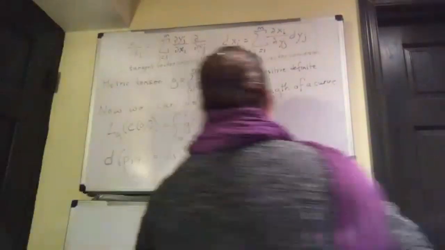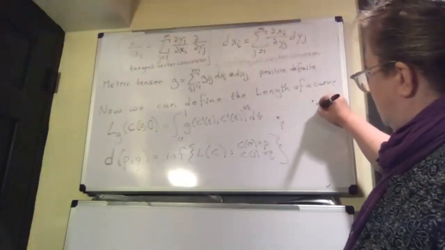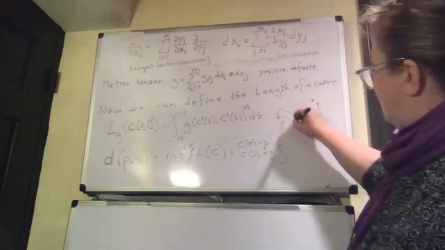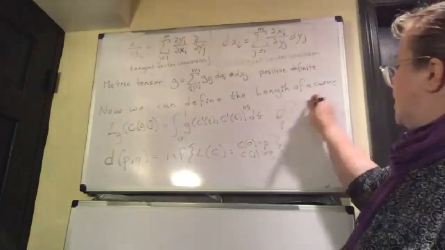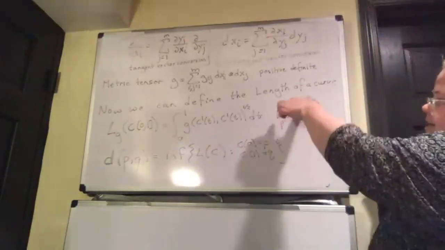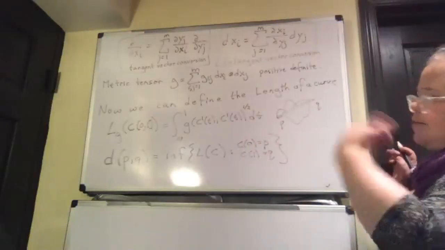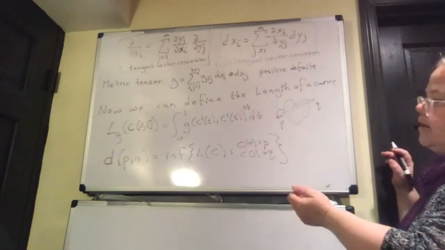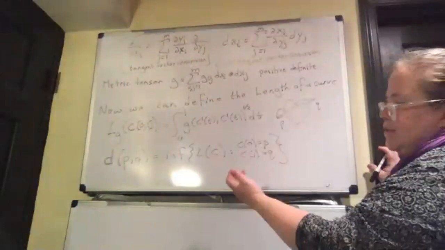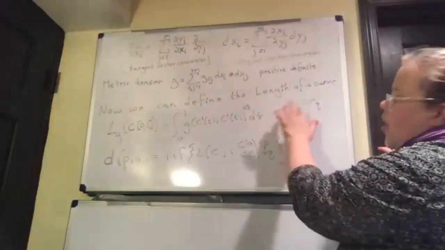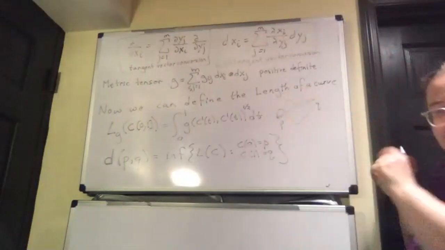So you'd start with your two points, p and q, and you look at all possible curves going between them. You check all their lengths, and the shortest length, if it actually exists, is the distance between them. Otherwise, you need an infimum, because it might not exist. You might just get closer and closer to it. So you could say it's a minimum if it's a special kind of metric space called a compact metric space, but it's an infimum in general, just in case there was a hole somewhere. So we take the shortest length between any points.